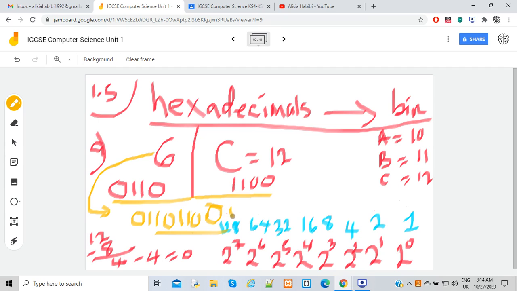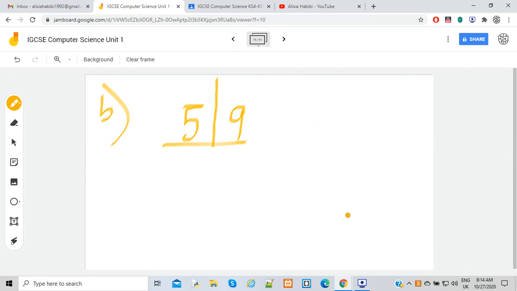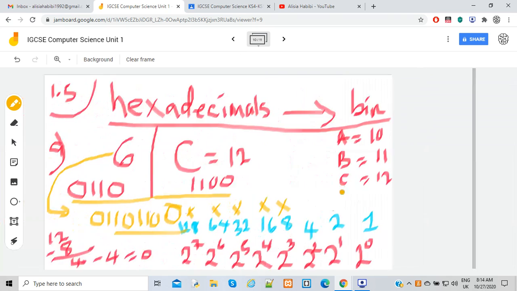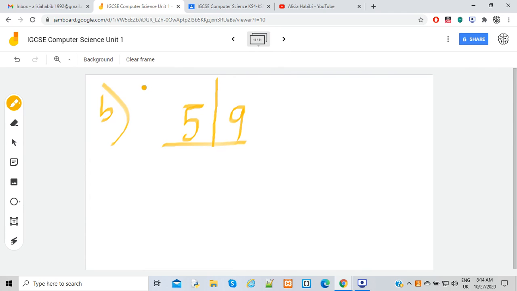So 128 obviously is a no-no. 64 is a no-no because it's bigger than 5. 32 is a no-no. 16 is a no-no. 8 is a no-no. However, 4 is not a no-no because 4 is actually smaller than 5. So we can use 4. So we're going to say yes for 4, which means we put 1 on top. And now if we subtract 4 from 5, we're going to get a remainder of 1. So we have to keep going again.